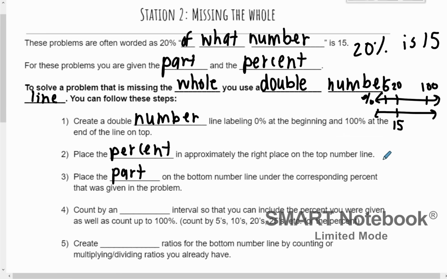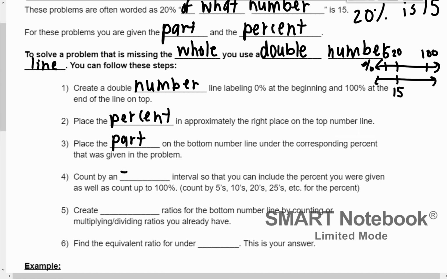All right. Then we are going to do step number 4, count by an equal interval so that you can include the percent you were given as well as count up to 100. So counting by 5s, 10s, 20s, 25s, etc., on the percent line. So here we can count by 20s and we could get to 100. So we could just keep counting by 20s. If we're given a number like 30, now we cannot count by 30, 60, 90, we're not going to get exactly to 100. But we can go down and count by something else that would include 30 and also get us to 100, which might be like 10s.